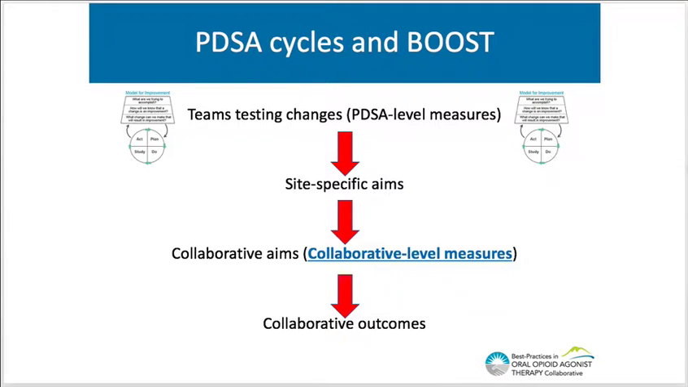Okay, so this is a schematic of what the Boost Collaborative is actually doing. And you see at the top, the most important part, the stuff you guys are doing is testing changes and measuring things day to day, like how many phone calls are we making, things like this. Those are the PDSA level measures. Those are trying to drive towards your site-specific aims. Hopefully those site-specific aims line up with our overall collaborative aims.